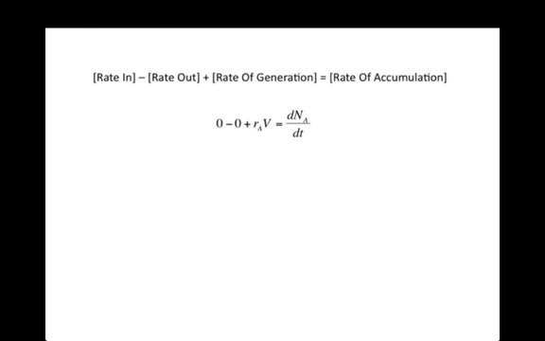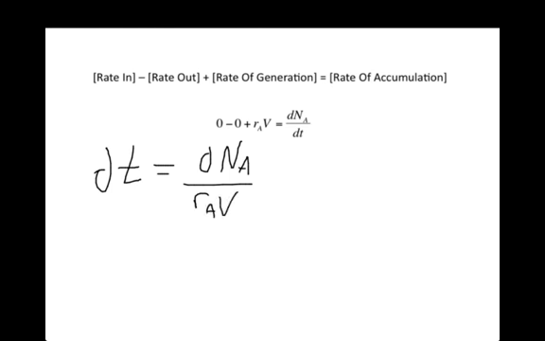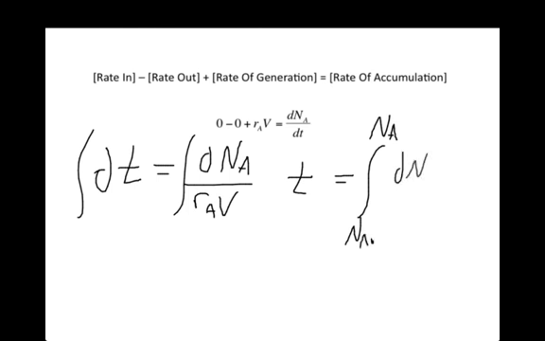And if we want to solve for t, for example, we can just integrate this and get the integrated form of our mole balance. And to do that, all we do is solve the differential equation here. So we can rearrange the terms. Have dt equal to dNa over Ra times V. Then integrating both sides, we just get that t, time, is equal to the integral from our moles of A to our initial moles of A of dNa over Ra times V.